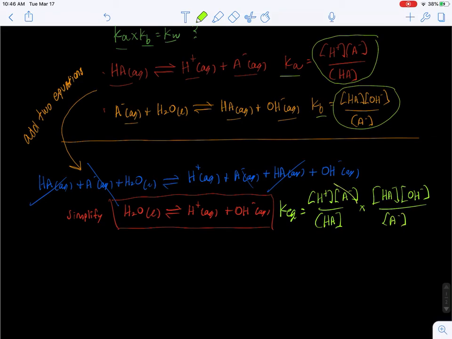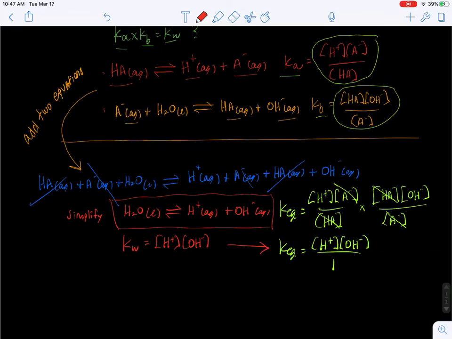And mathematically, we have A minus on top and the bottom. Mathematically, we have HA on top and the bottom. So the Keq for this is going to be equal to, after simplification, H plus times OH minus over nothing, right? Just 1. And that's correct. If we write the Kw, remember this has a special name when we talk about the auto-ionization of water. The Kw is just H plus times OH minus. So that's what we've basically proven here.